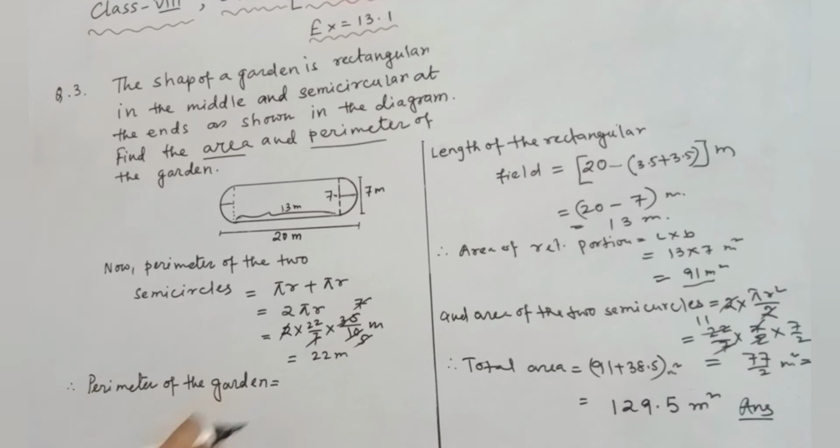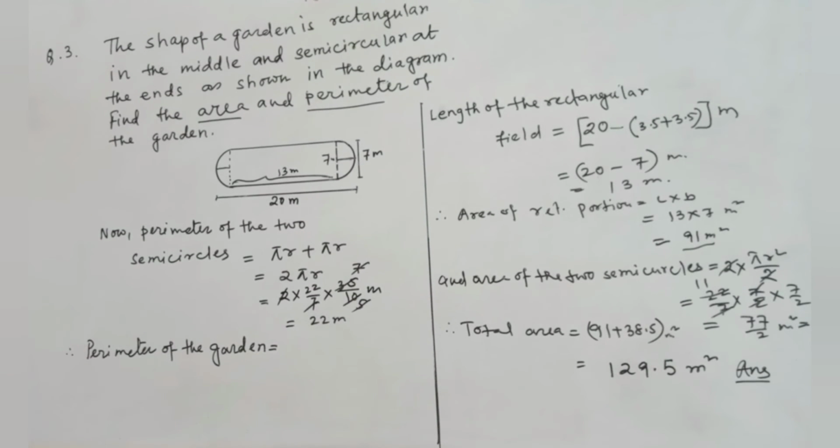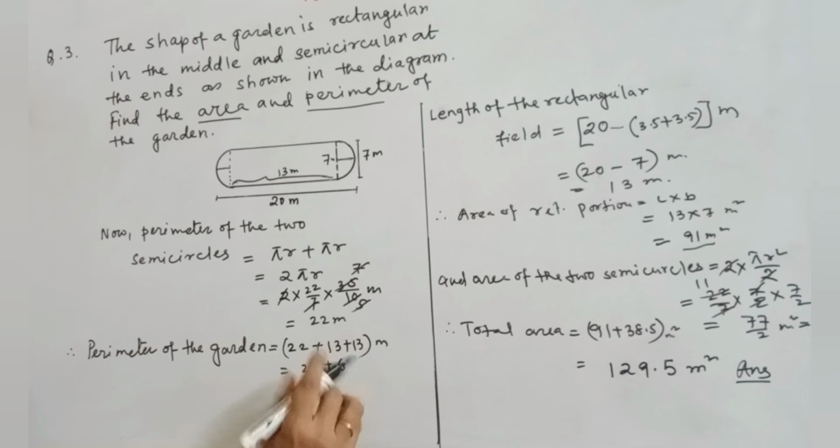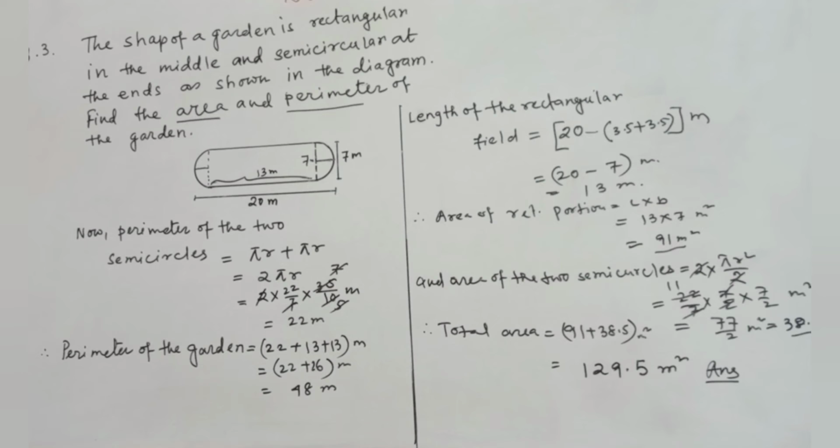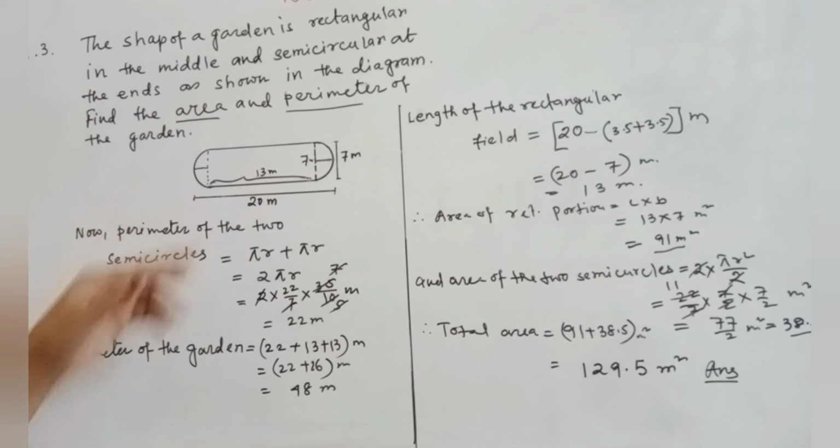Now you have to find the perimeter of the garden. The perimeter of the garden is two semicircular portions, that is 22 plus 13 from this side and 13 from that side, 13 plus 13 meter. 22 plus 26 meter is 48 meter. Now you can find the perimeter of the garden and the total area of the garden. I hope the sum is easy, but you have to understand the concept, and for this you need to practice.